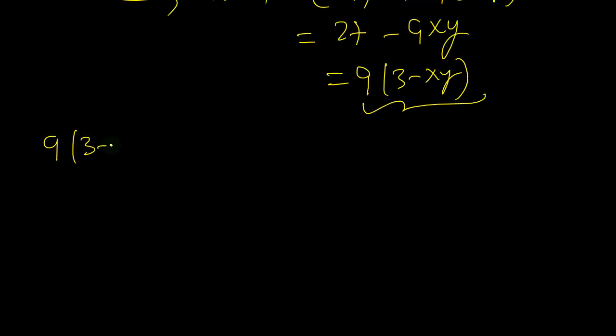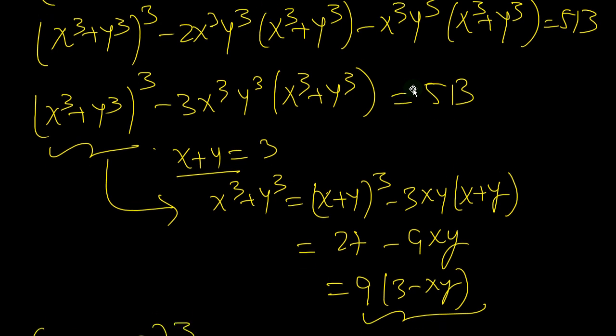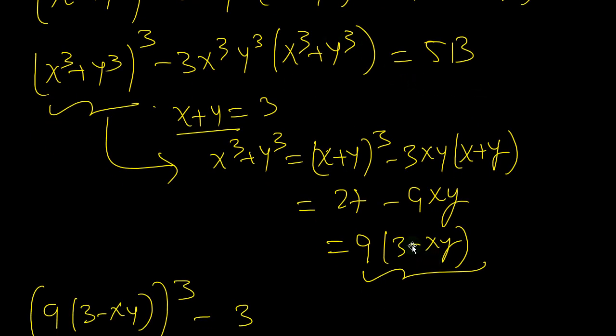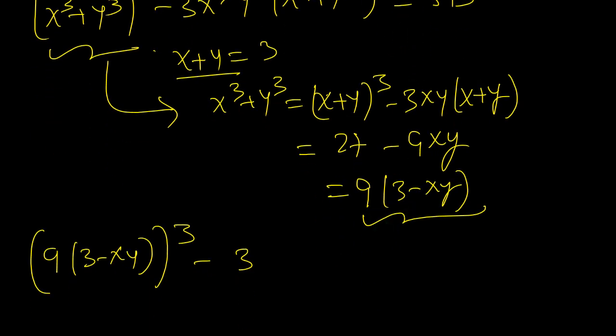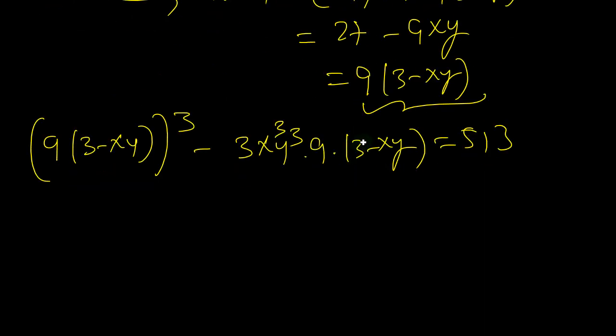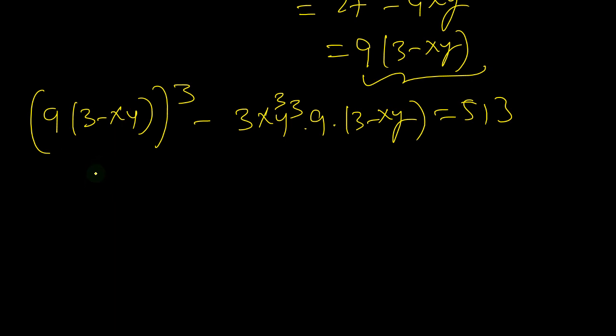So now I'm going to replace this, and then I'm going to say this is 9, which multiplies 3 minus xy, all to the power of 3, minus 3 times x to the 3 y to the 3, which is 3xy cubed, which multiplies 9 times 3 minus xy, and this is equal to 513. And then from here I'm going to have what?